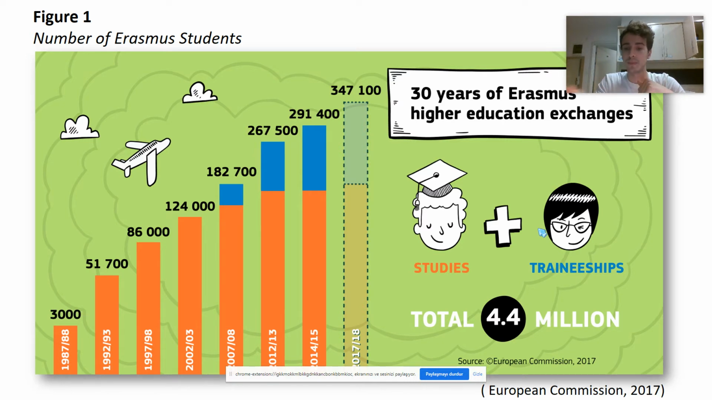If you accept those, the total number of all students who attended Erasmus programs is nearly 4.4 million. On the whole, it can be said from the graph that Erasmus programs have become more and more popular, and in the future, this increase seems to continue.